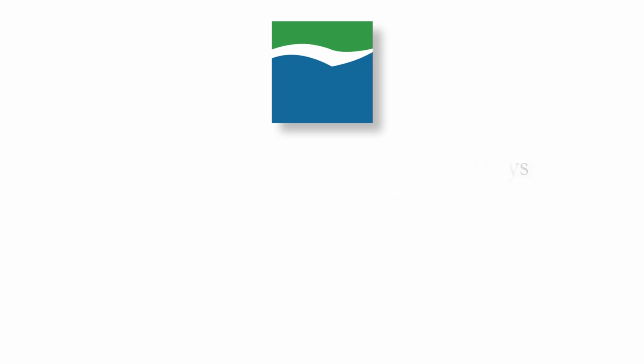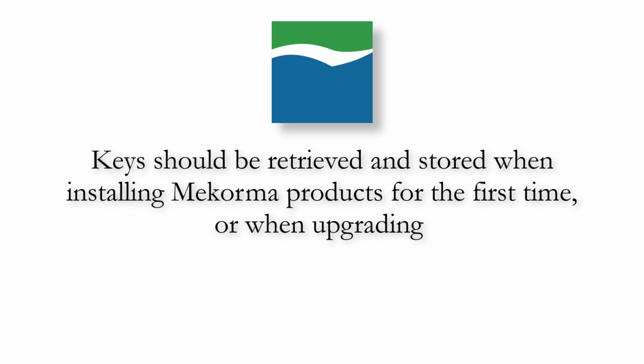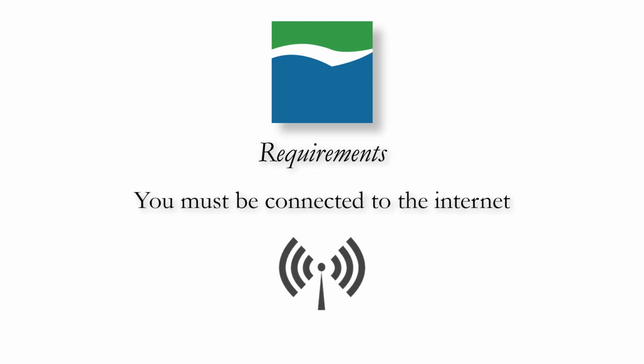For your ease, the process of acquiring registration keys to activate Mekorma products for use is automated. Keys should automatically be retrieved and stored in the event of a first-time install or upgrade. There are a few requirements for the system to automatically retrieve keys. The computer or server where the installation or upgrade is being performed must have access to the internet.